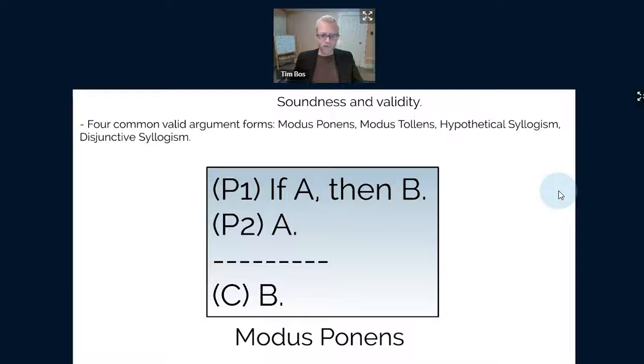Right? Okay. So I hope you're starting to see what's key in deductive arguments. It's about being logically consistent.